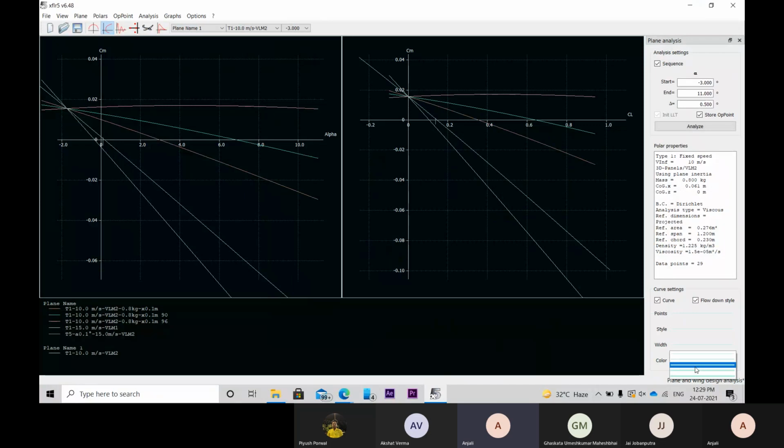Now you can analyze these graphs also by changing the center of gravity, and now you are good to go for the stability analysis part. So yeah, that's all from my side. If you have any doubt, you can ask or unmute yourself.